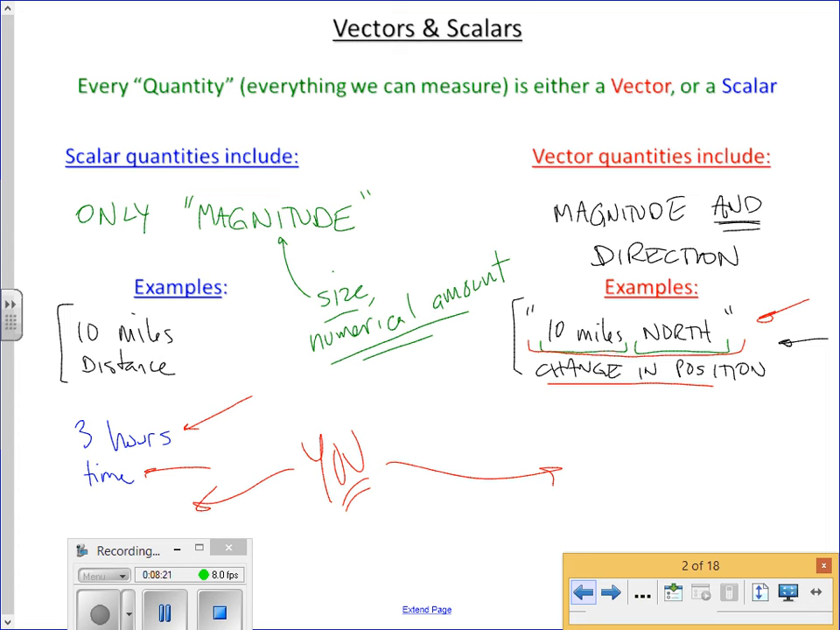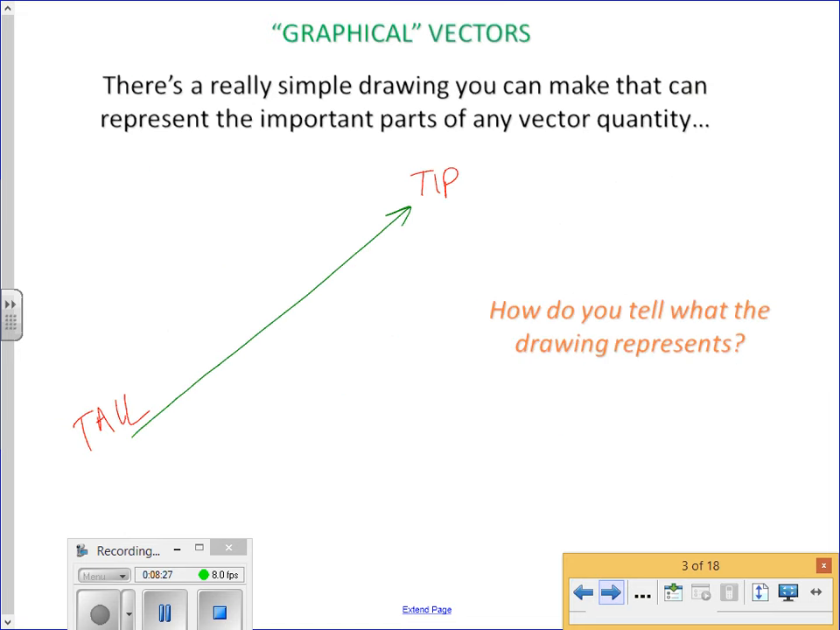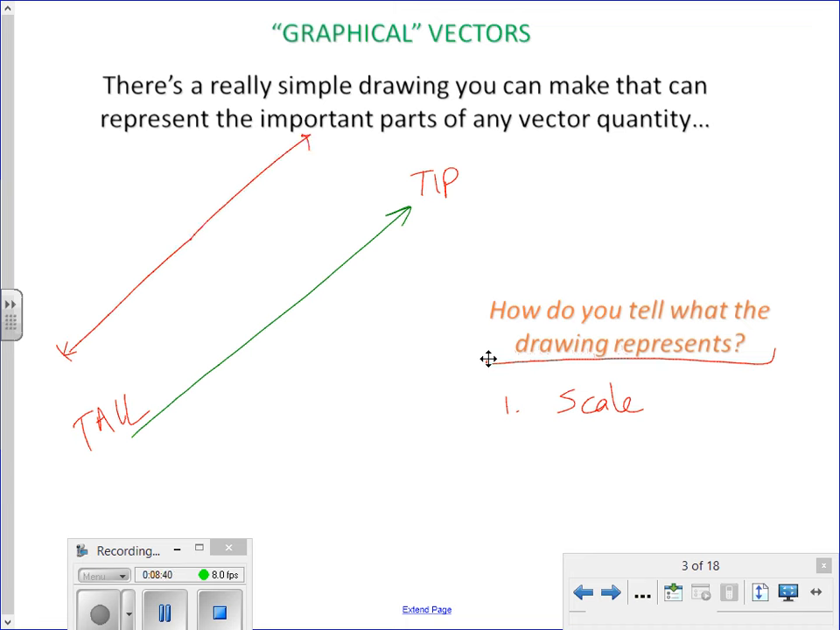Hopefully you've already come up with a few more. I should recommend that you pause here and come up with some. So is this a change in position vector? Or is this some other kind of vector? Well, how do you tell? Well, you have to have some sort of scale, because the length of the graphical vector, if we do this right, is proportional to the vector's magnitude.